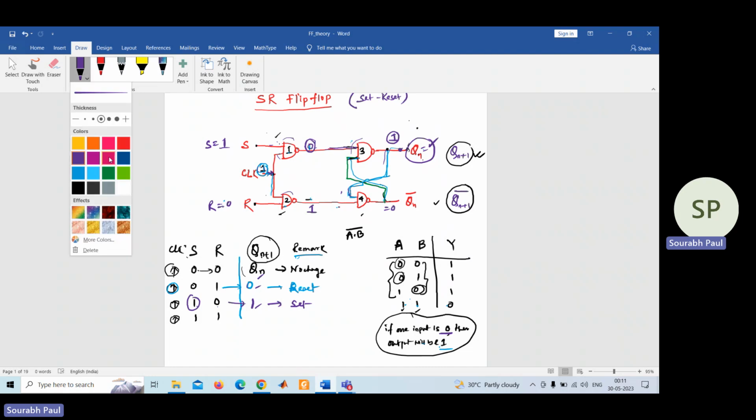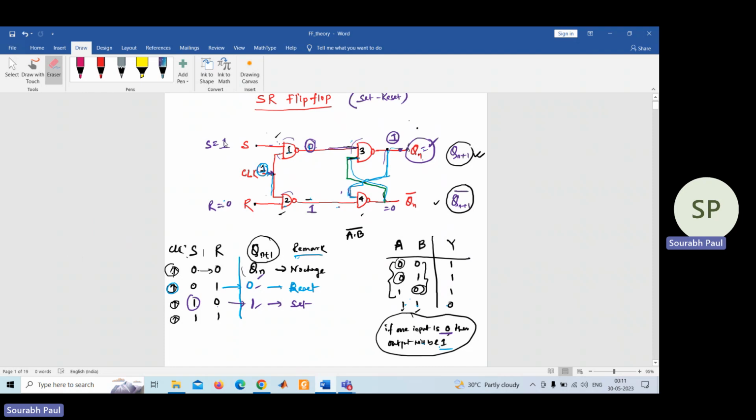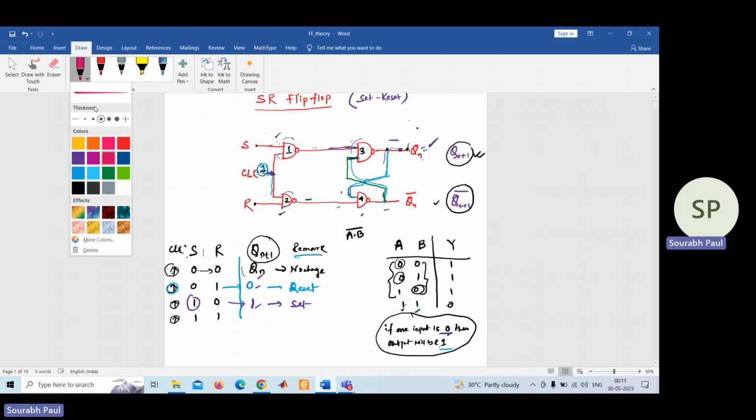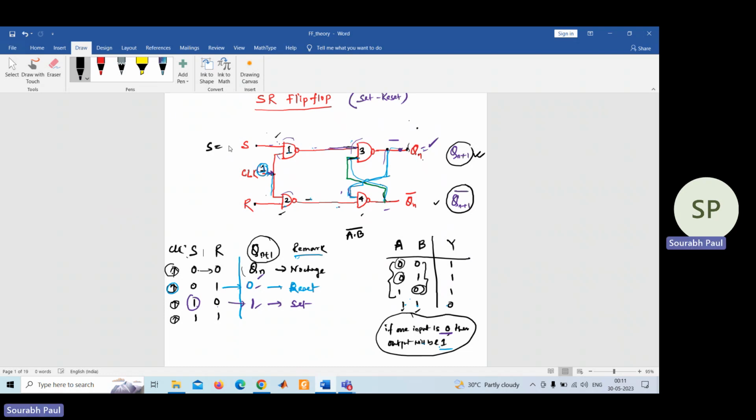Now do the same thing for the fourth combination. But before that, let me erase those things. Okay. Now check the fourth combination. Now consider S equal to 1, R equal to 1.